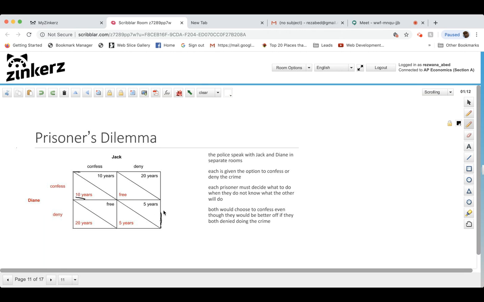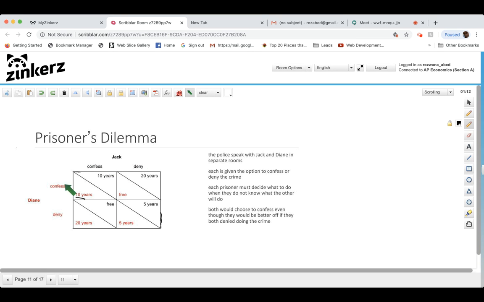So they will both confess, yes, because they have the chance to be free. Exactly, so we're getting there. Now let's say we did this column, which was what Diane would do if Jack decided to confess.